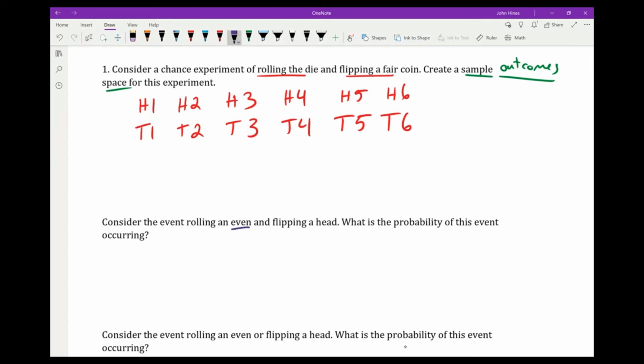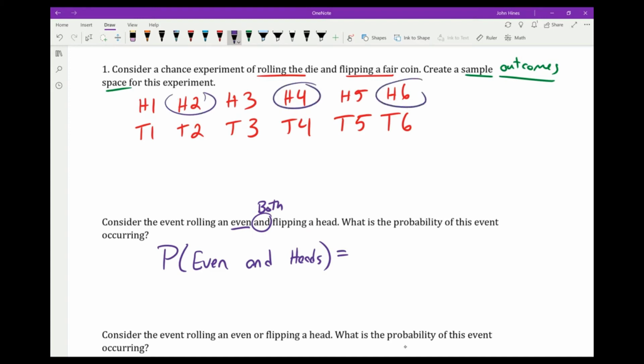So consider the event rolling an even and flipping a heads. So I want the probability of even and heads. So here we go. I need to be both even and flip a heads. So I'm only looking at this top row here because those are the heads. And I'm only allowed to pick the even numbers. So there were 3 out of 12 outcomes. I found the ones that had heads and had an even number, which is 1/4, which is also 0.25, which is also 25%. I like sticking with fractions when I deal with probability, but know that we can use decimals and percentages. Those are 3 different ways we can represent a probability.